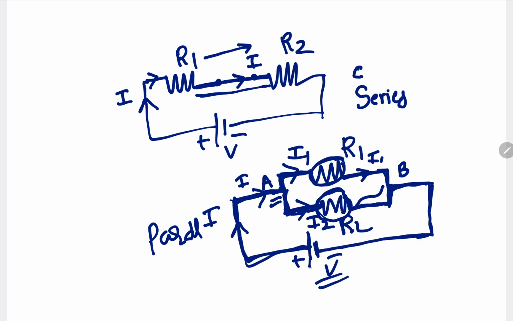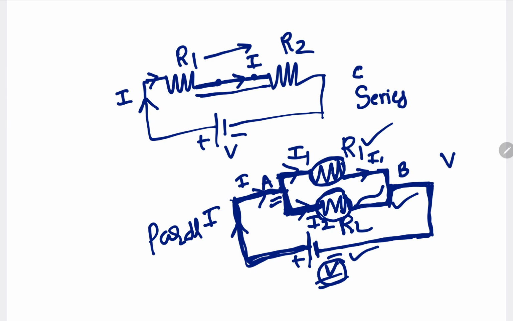What is the potential difference between power supply positive terminal and negative terminal? The voltage V. Therefore potential difference across R1 and R2 is nothing but what? V. As R1, R2 first ends are connected to one terminal, and R1 and R2 second ends are connected to the other terminal, the potential difference between these two terminals is V. So in parallel connection, voltage across R1 and voltage across R2 are the same, and that value is equal to what? Voltage V.